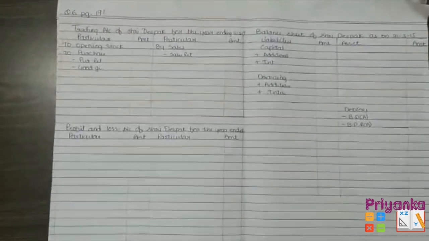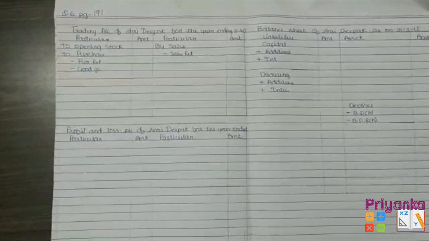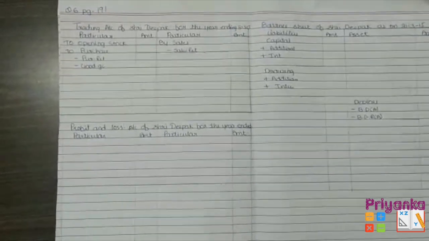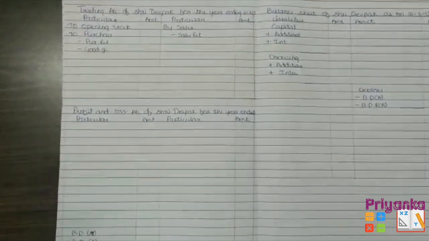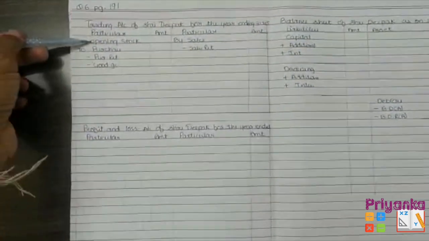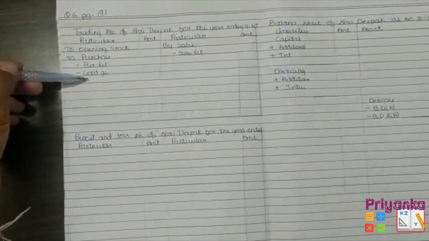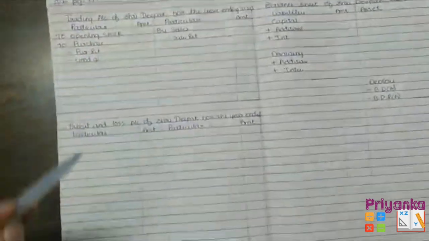I always suggest to the students that before you get your question paper, get ready with the specimen as well as put on some compulsory entries which always come in the question. Whether it comes or doesn't come, keep on writing. That is opening stock, purchase minus purchase returned, minus goods given rather than sale, sale minus sales returned.